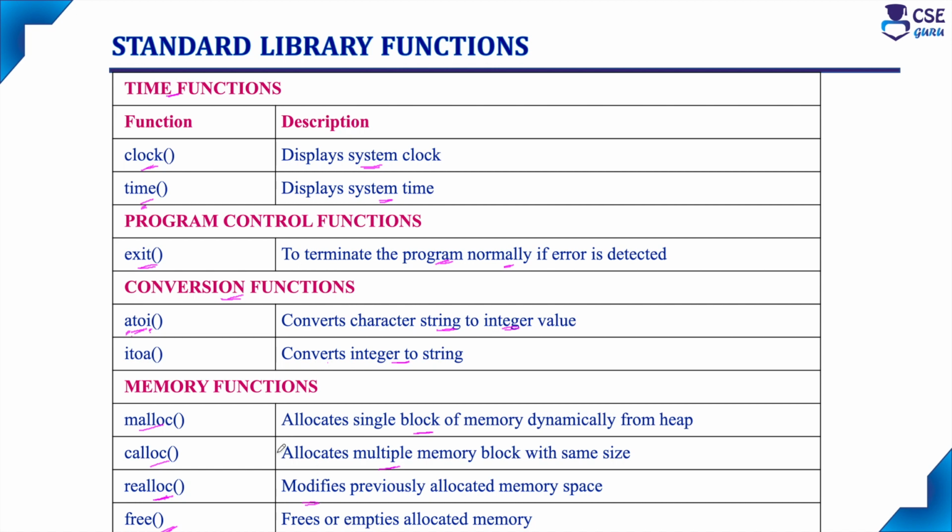So whenever we require, we allocate memory using malloc and calloc. Whenever it is not required, we have to use the free function to deallocate the memory, so that the memory can be used by other programs. Okay. So these are all the standard library functions in C.